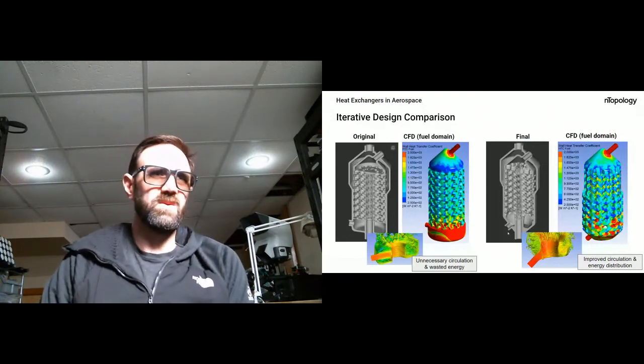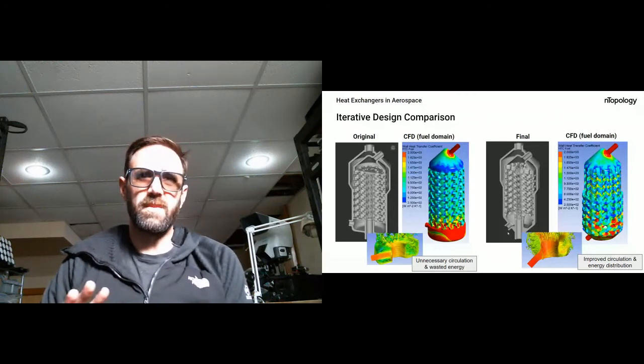And again, here with this oil cooler, you can see the isolated domains. In this one side, we have a hot side and we have a cold side.